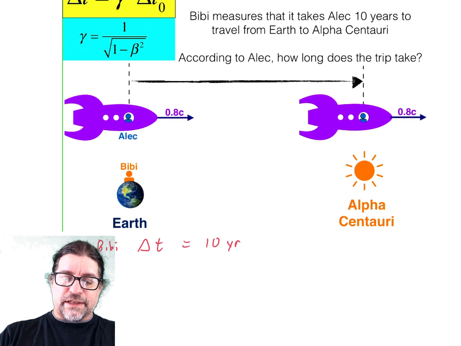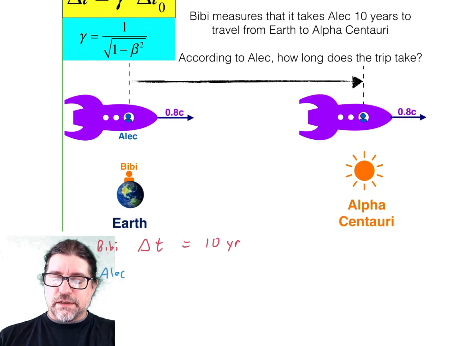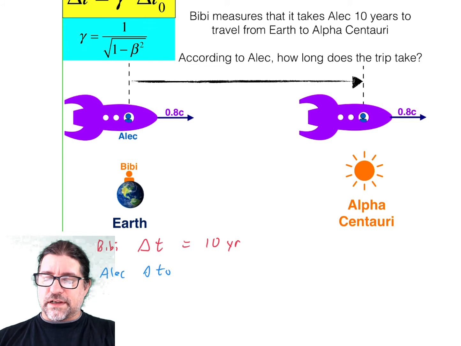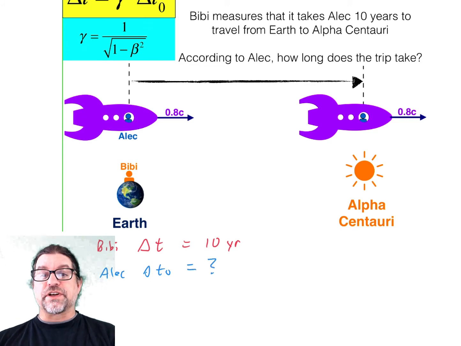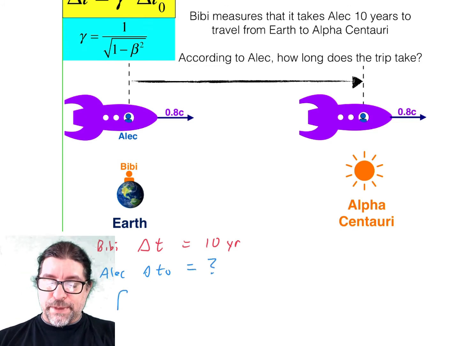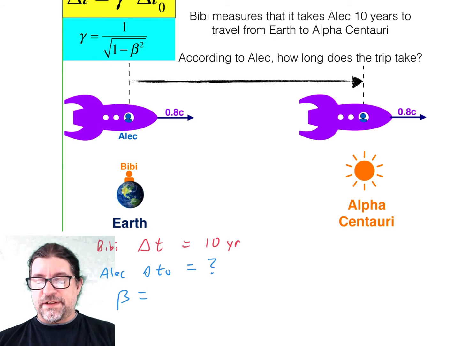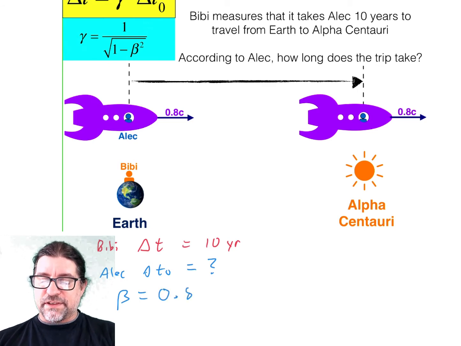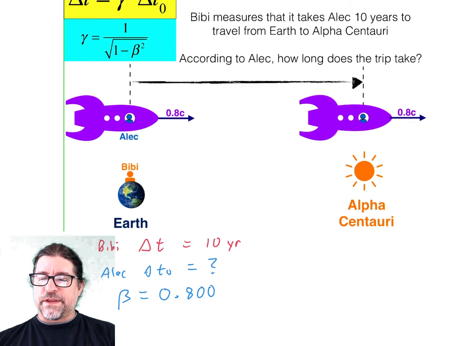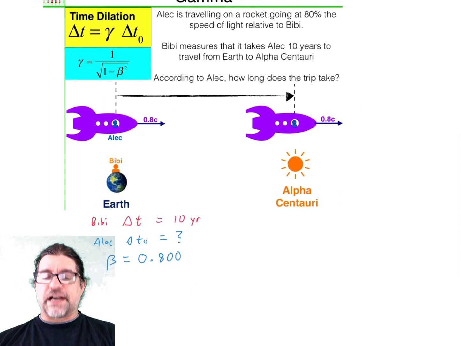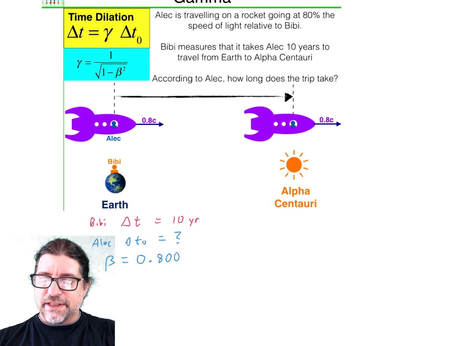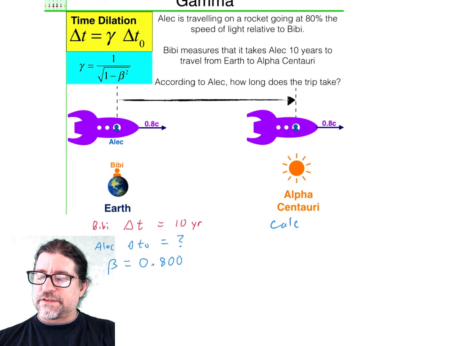What did Alec measure? So Alec would be delta t naught, right? And that's what we're trying to find. Well, beta is our speed factor, and it's 80% the speed of light, so we'll put it as 0.800. It's always a good idea to calculate gamma in these problems. So let's calculate gamma.